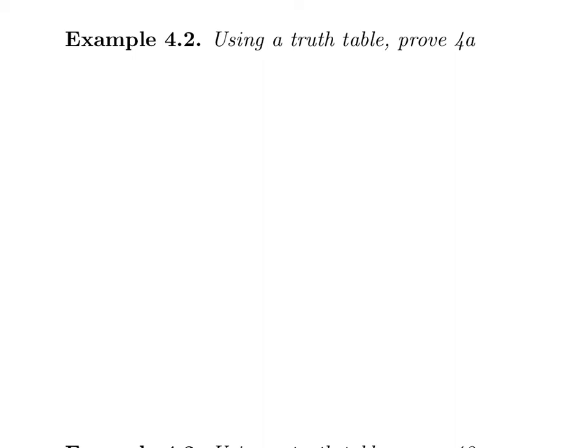So this example wants us to show that this is indeed logically equivalent. We'll use a truth table to do that. Let me remind you what that was. So it's P and (Q or R) was logically equivalent to (P and Q) or (P and R). So they mean the same thing logically. Let's show it via a truth table.